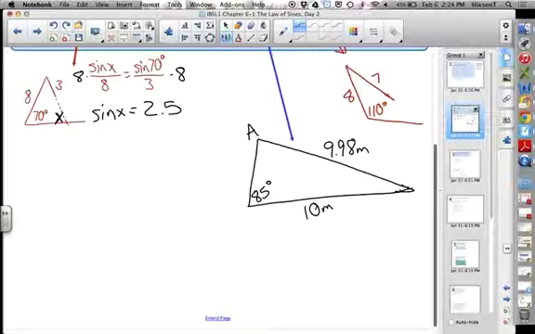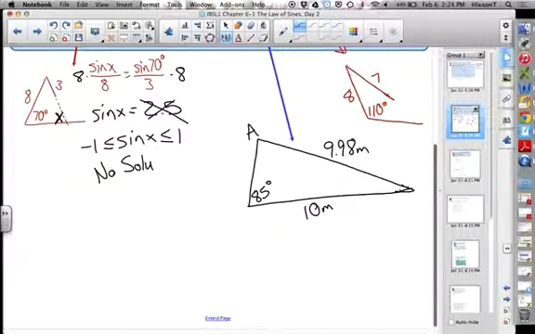So what's x? How is it undefined? Because it's not between negative 1 and 1. Yeah. Remember, sine always has to be between negative 1 and 1. So this is not possible, therefore there's no solution. It's impossible to make a triangle out of these pieces arranged that way.